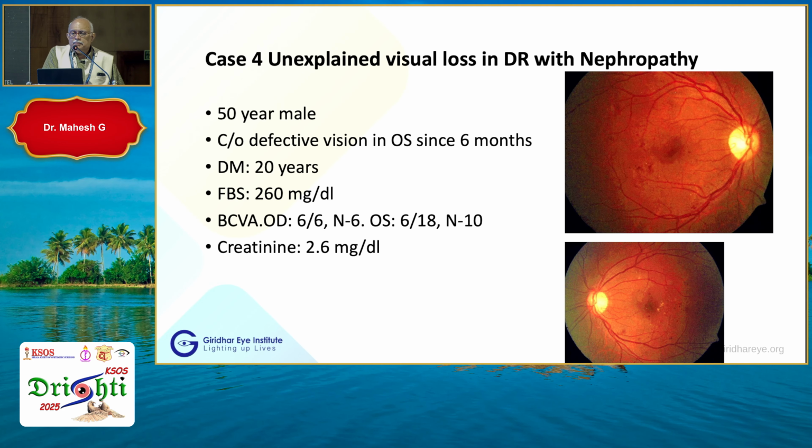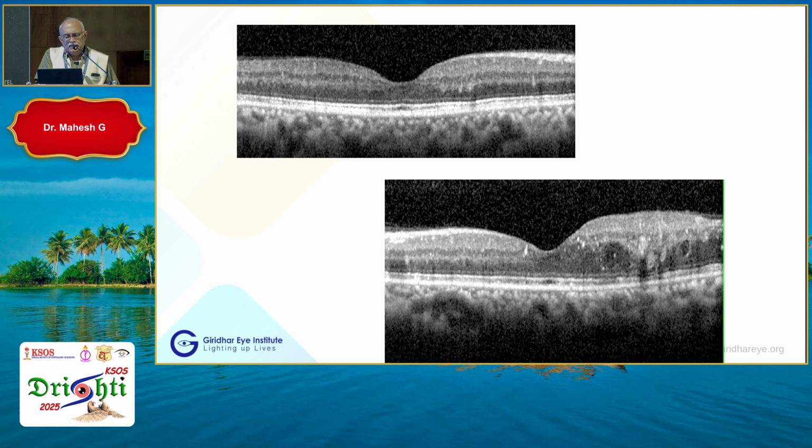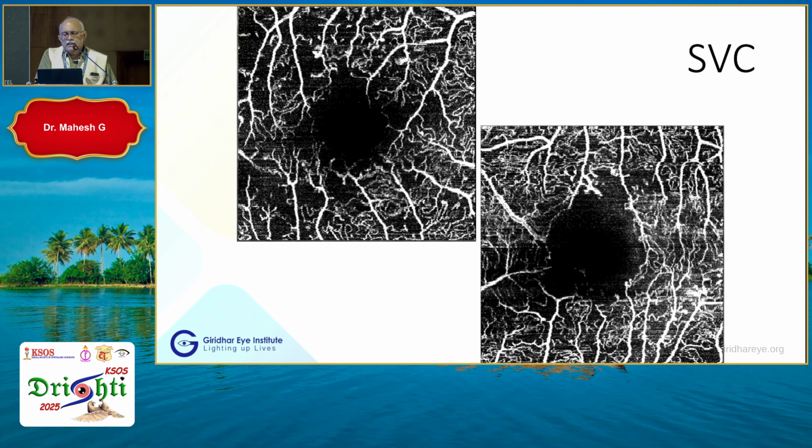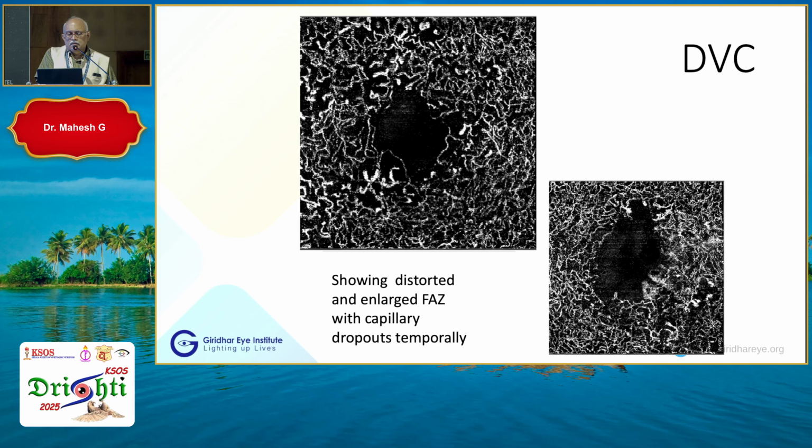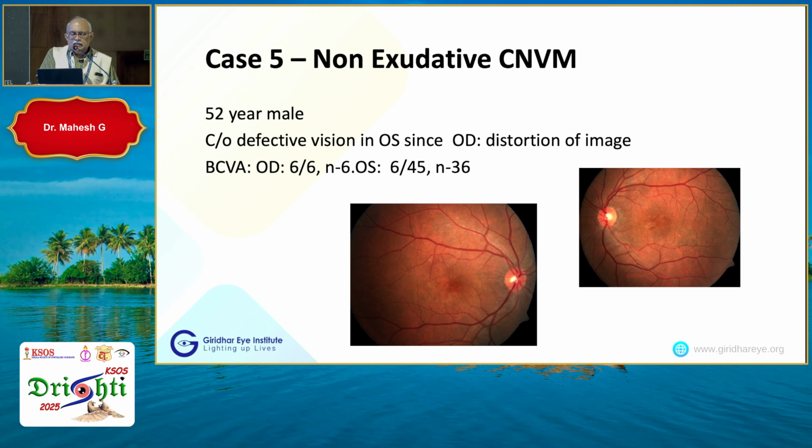Unexplained visual loss in diabetic retinopathy with nephropathy. As I told in the central retinal vein occlusion, RVO, here also you can easily diagnose ischemic maculopathy, which is the cause for unexplained loss of vision as the old teaching goes. So that is one. Then there is something called non-exudative CNVM, which can be detected only by OCTA, not by dye angiogram, because it doesn't leak.